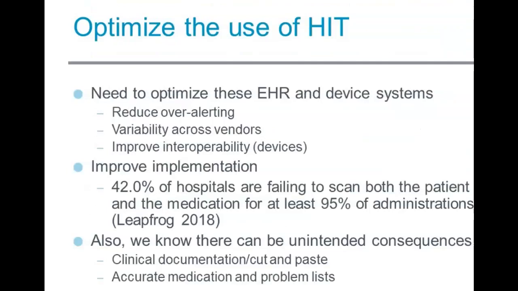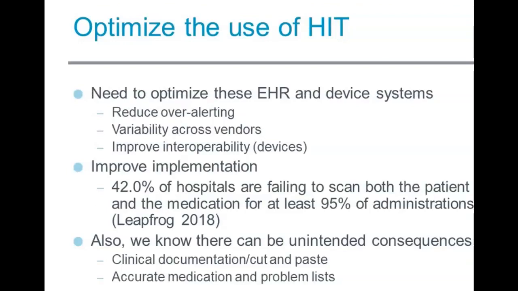And as we've started to implement them, one of the things I say is we kind of spent the last decade convincing people to implement technology, and now we need to spend the time thinking about how we're going to optimize them. Because as we've implemented, we have noticed that we are seeing unintended consequences, such as over-alerting and people ignoring alerts because there's too many, so we need to optimize how we alert.